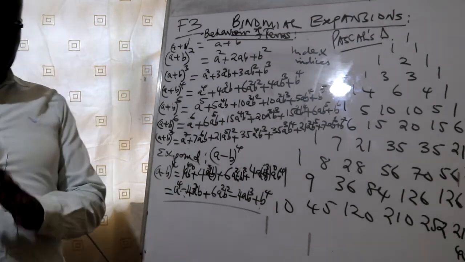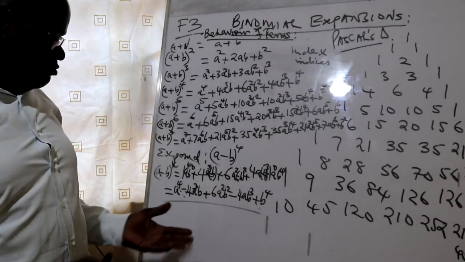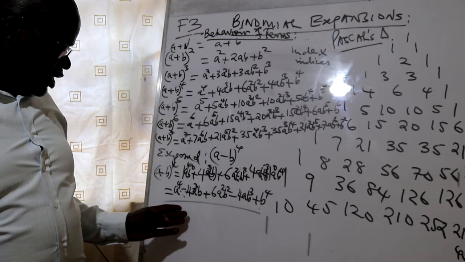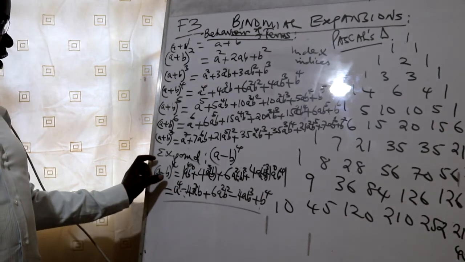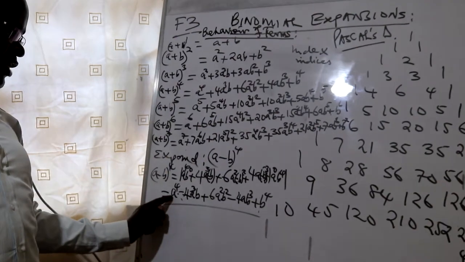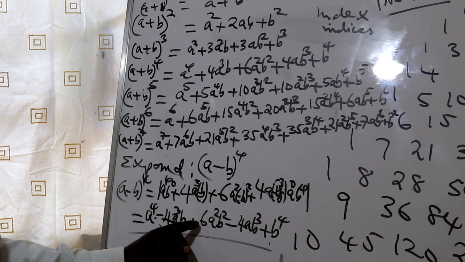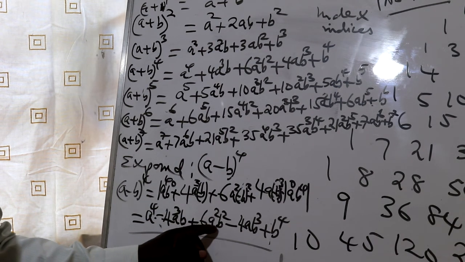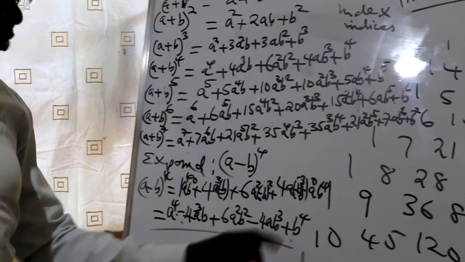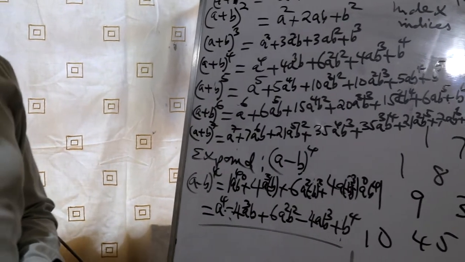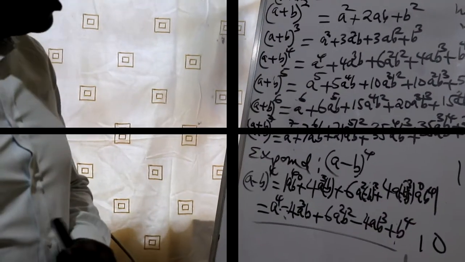Your mics must be having a problem. Are you getting me? Yes. Now, are you okay with this answer? (A minus B) raised to 4 gives us A raised to 4 minus 4A cubed B plus 6A squared B squared minus 4A B cubed plus B raised to 4. Is that alright? Yes. Okay, let us do another one.